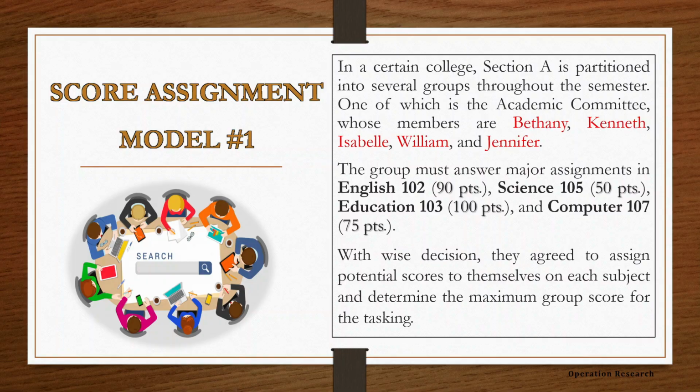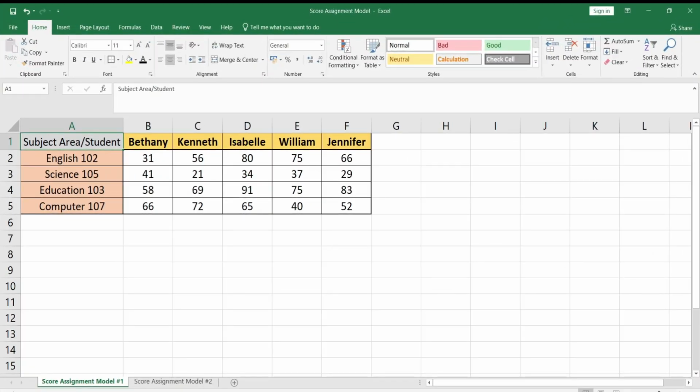score for the tasking. Now, using Microsoft Excel, we can see the potential scores on each subject area that the students assign themselves. Please take note that one student is only assigned for one assignment, and one assignment is only for one student.